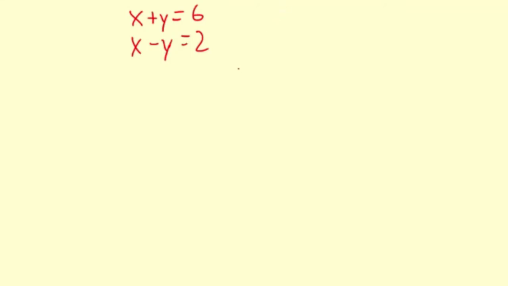Okay, so the big picture for this lesson is the elimination method and linear combinations. So look at these equations. You have x plus y equals 6, x minus y equals 2.